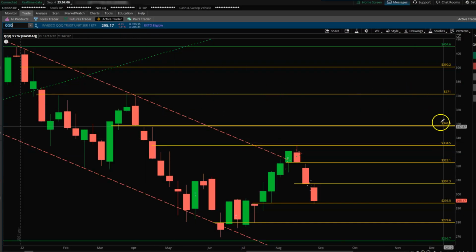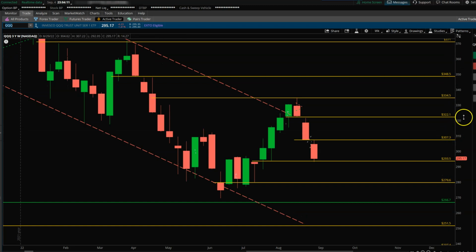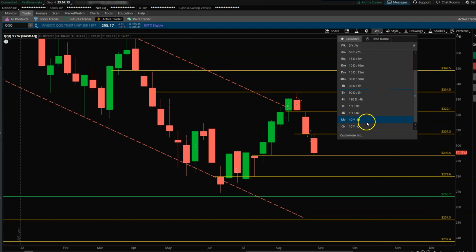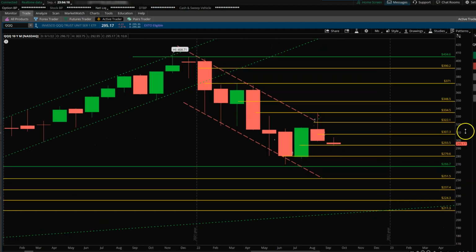So without further ado, let us go through some of the charts that we follow and trade. What you're looking at is QQQ. We just had a monthly bar close, right? The month of August closed.